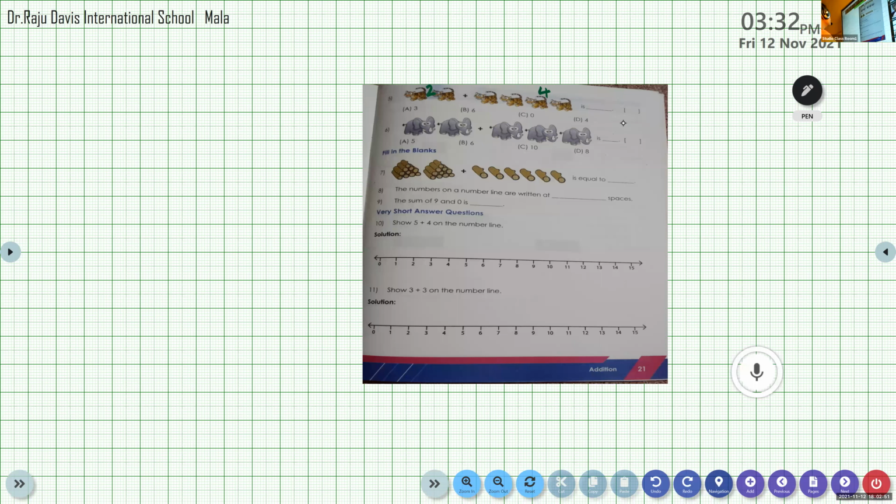Sam, what about the next one, 6th one? You can see the elephants. How many are there before the plus symbol? 2 plus 3. So which is the correct option? Option A 5, option B 6, option C 10, option D 8. 5. Sam, how many elephants are there? 5. Option A 5.